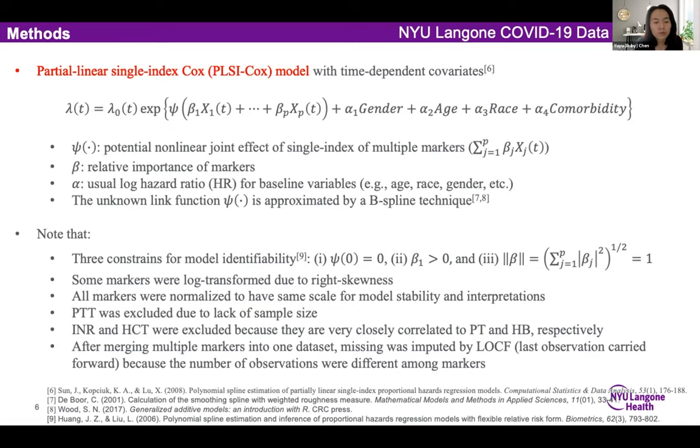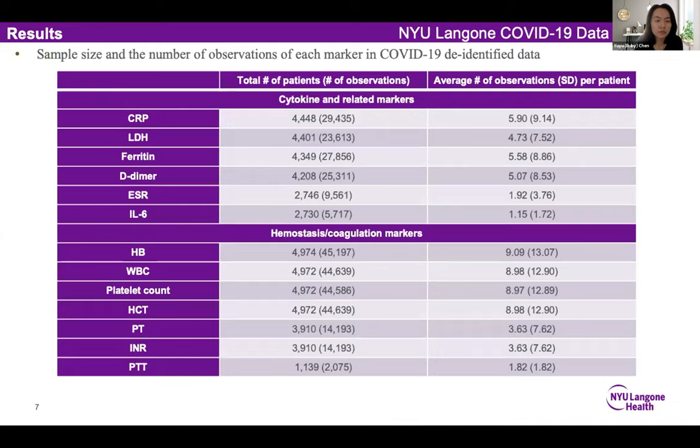For example, PPC was excluded due to lack of sample size, and INR and HCD were excluded because they are very closely correlated to PT and hemoglobin. After merging multiple biomarkers into one data set, the missing data were imputed by last observation carried forward, because the number of observations were different among each marker. Here, starting with some basic descriptive statistics of our data set.